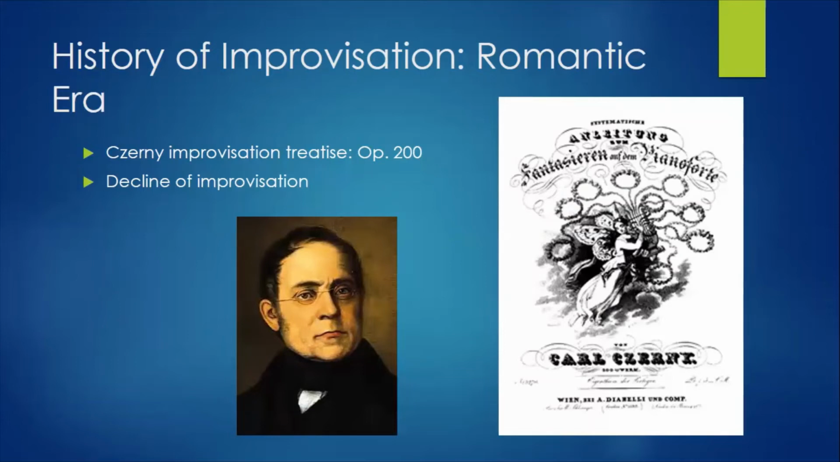Hummel and Liszt improvised on themes given by the audience. Chopin improvised polished national themes. Czerny wrote the most important improvisational treatise of that time. Czerny's treatise, Opus 200, was for the more skilled professionals, unlike other treatises by his contemporaries, which were for amateur musicians.